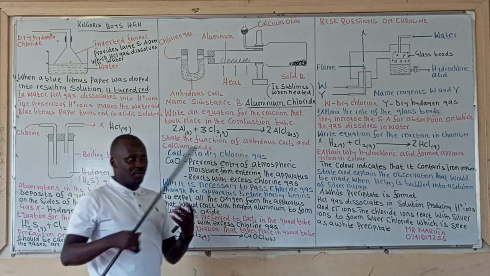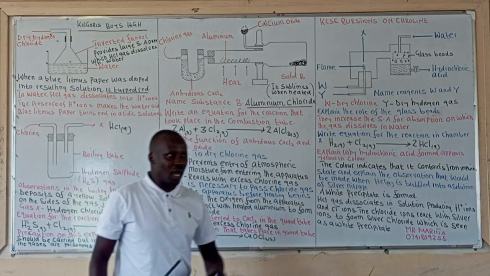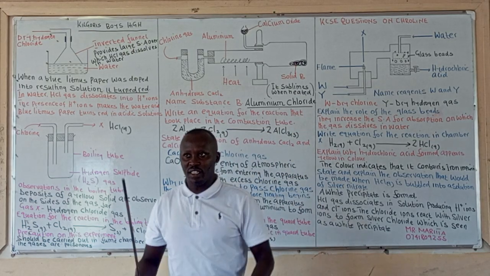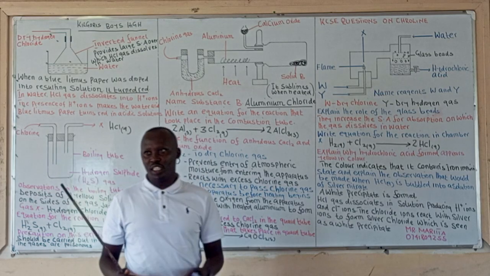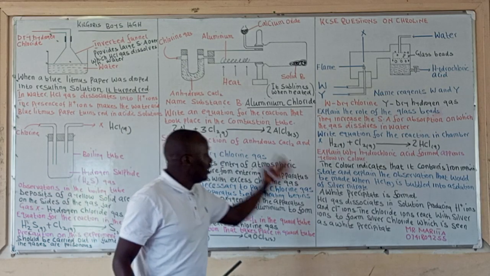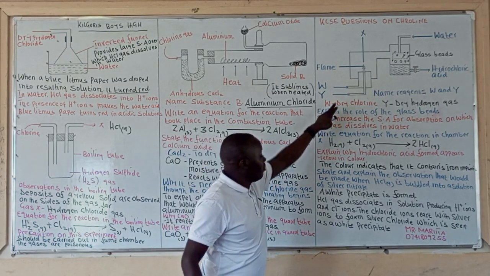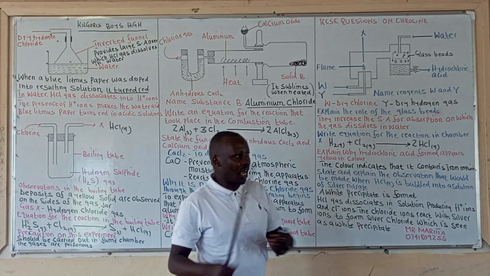So what are some of the expected questions? One, you are supposed to name the reagents W and Y. In this case, you talk of the raw materials or the reagents required for the preparation of hydrochloric acid. You talk of dry chlorine gas, which is W in this case, and also dry hydrogen gas.